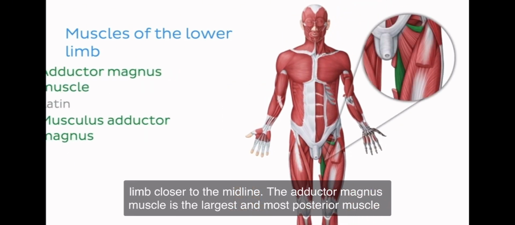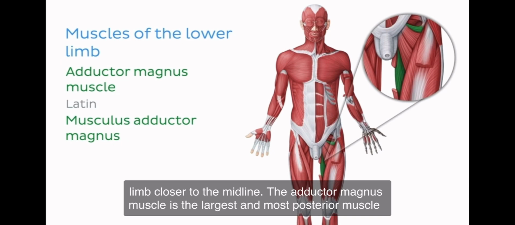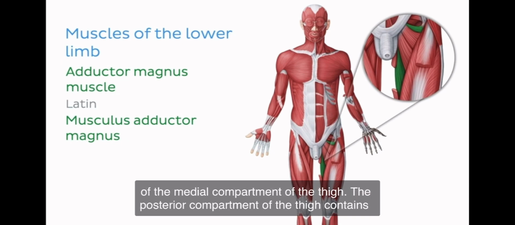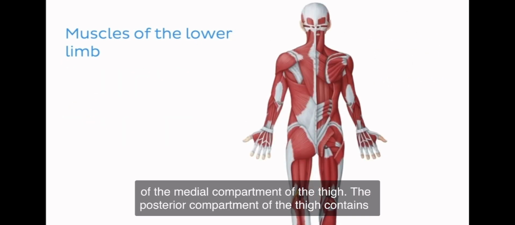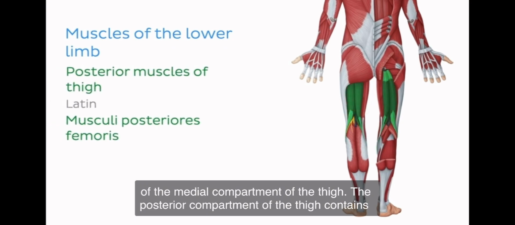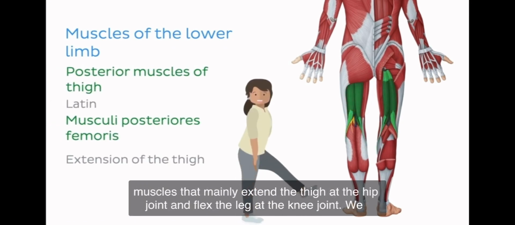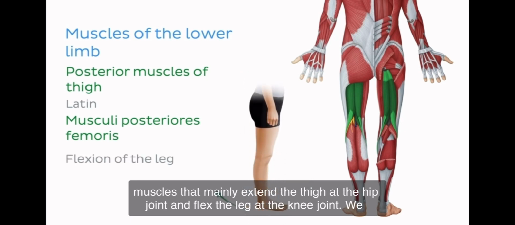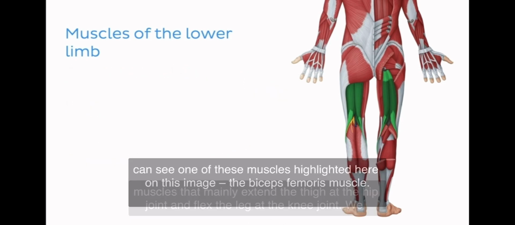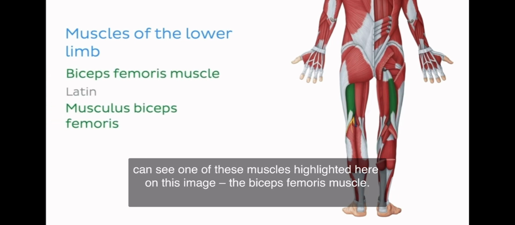The adductor magnus muscle is the largest and most posterior muscle of the medial compartment of the thigh. The posterior compartment of the thigh contains muscles that mainly extend the thigh at the hip joint and flex the leg at the knee joint. We can see one of these muscles highlighted here on this image, the biceps femoris muscle.